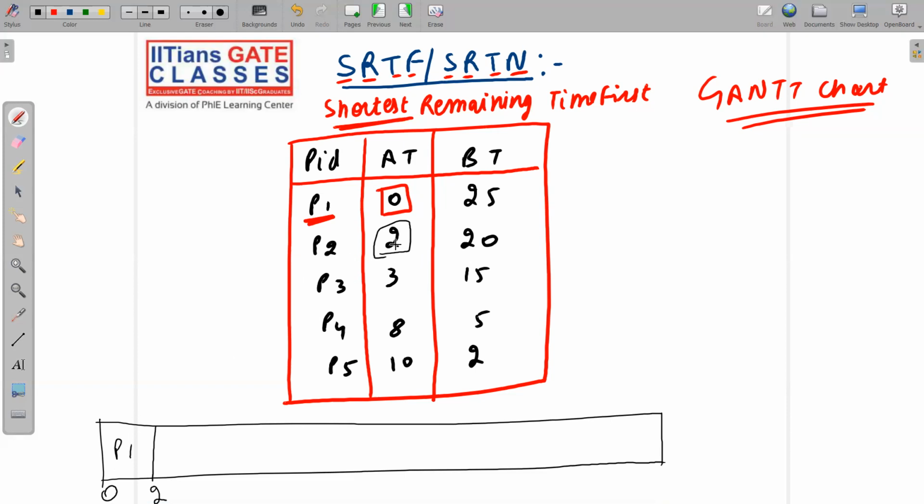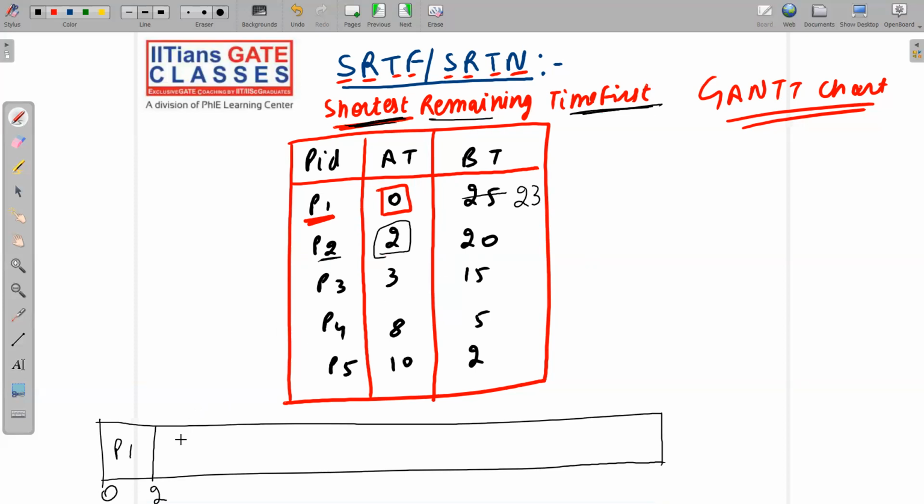At time 2 units, P2 arrives in the system, and when P2 arrives, see the remaining time of P1. Since P1 has been executed from 0 to 2, that means 2 units of time have already been executed. So remaining time of P1 is 25 minus 2, that is 23. Now remaining time of P1 is 23 and the remaining time of P2 is 20. Which is less? I have told you, the algorithm is shortest remaining time first, or shortest remaining time next. P2 is less, so P2 will be executed.